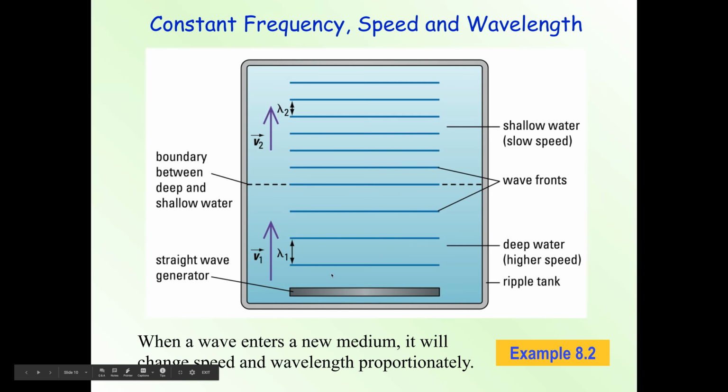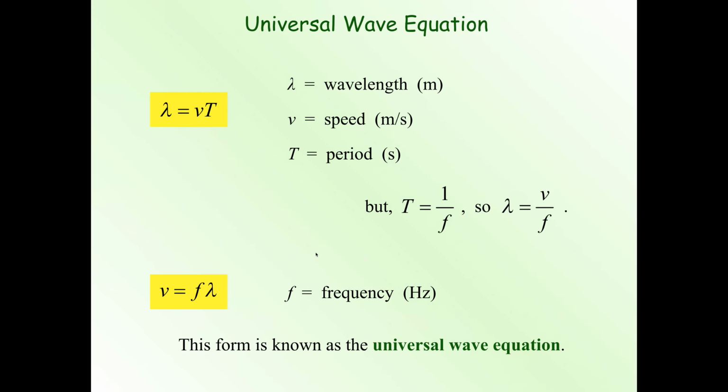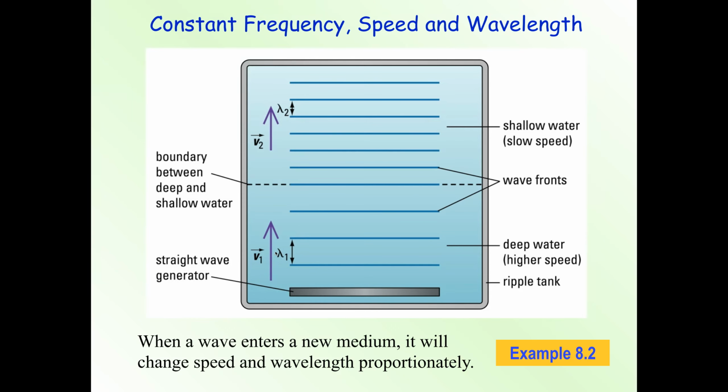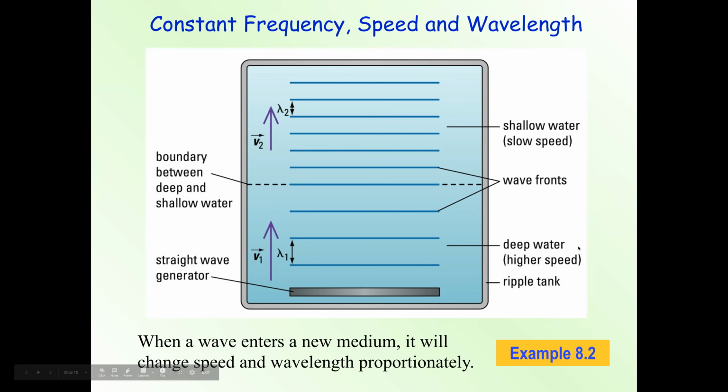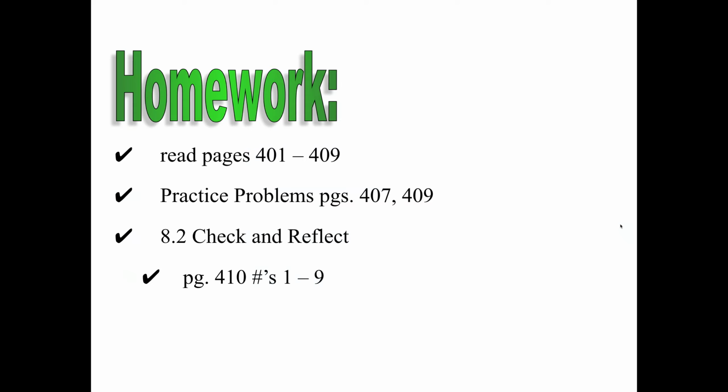So here we have deep water, where we're going to have higher speed. Okay, so this is a ripple tank. We have deep water on this side, and then it gets shallower. The shallow water slows the speed down, which then is going to decrease our wavelength.